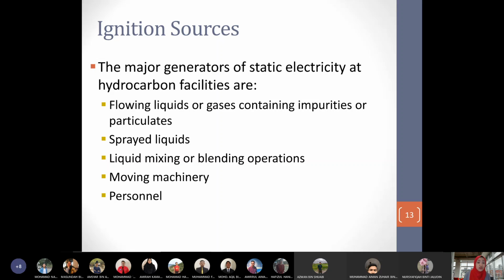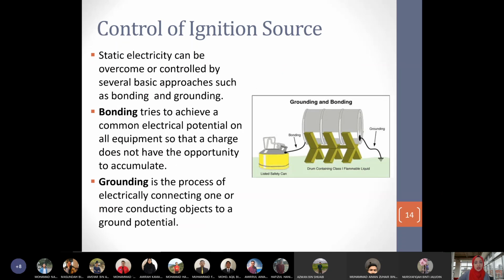And not forgetting moving machineries, there's always friction, as well as from the personnel themselves, which are common ignition sources. And possibly, if you have an engine moving, that is already an ignition source. So now we know that we cannot run away from these ignition sources. There's always an ignition source around hydrocarbon facilities. So how do we control them?